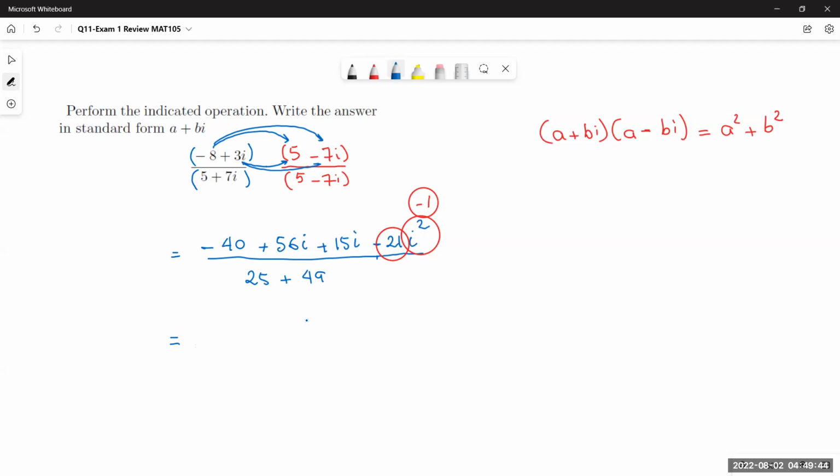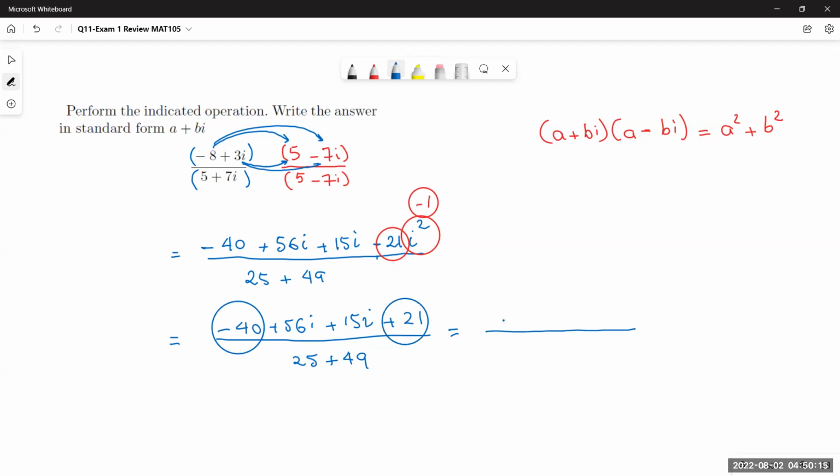So the expression will become, on the numerator, -40 plus 56i plus 15i and then plus 21, divided by 25 plus 49. All right, so we can combine the like terms now. -40 plus 21 is going to give me -19. Then I'm going to group these two together, and that's 56 plus 15, which is going to be 71i. And on the bottom, I'm going to group 25 and 49. That's going to be 74.